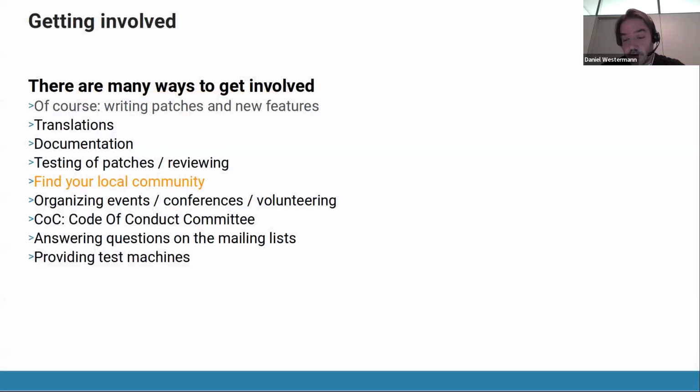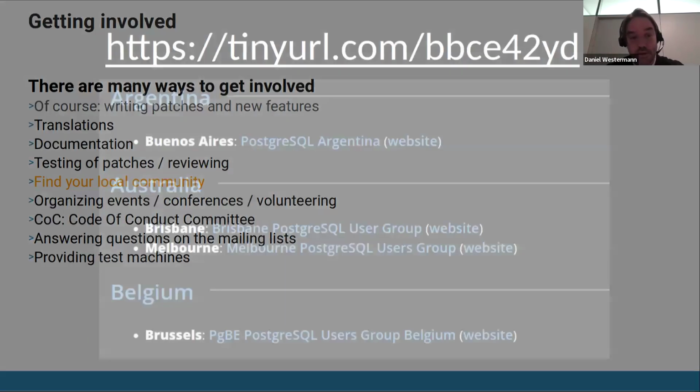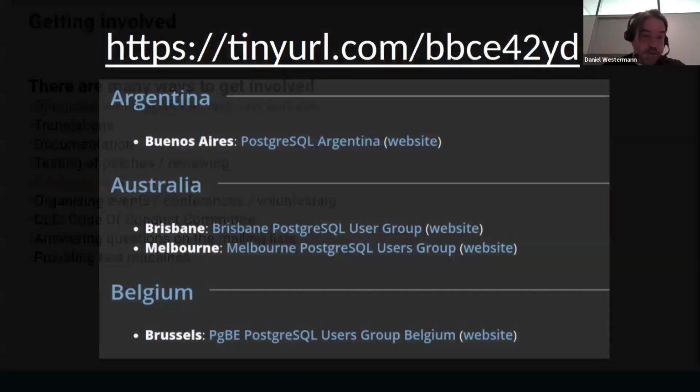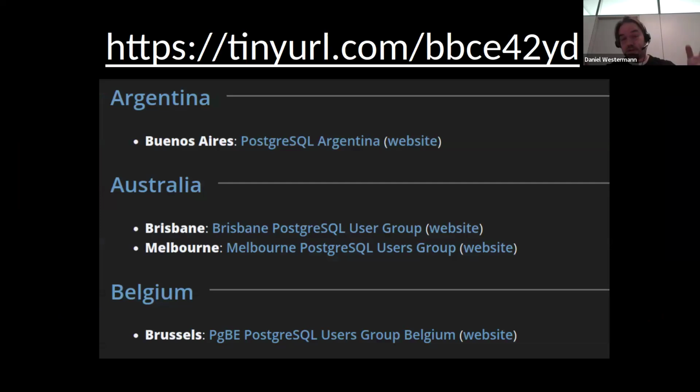Another way is to find your local community. You will also find them on the Postgres website. No matter if you're based in Argentina, Australia, Belgium, Germany, New Zealand, wherever, there are Postgres user groups all over the world. So this is one way to get in touch with the people in the Postgres world and to build your network.